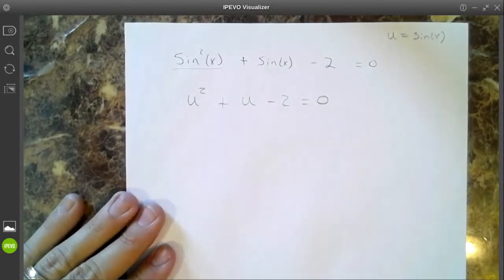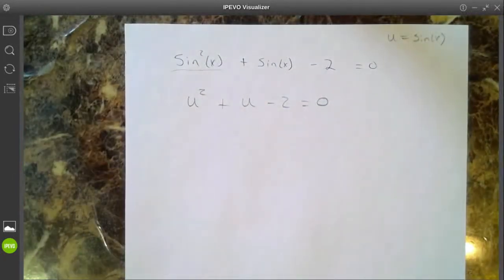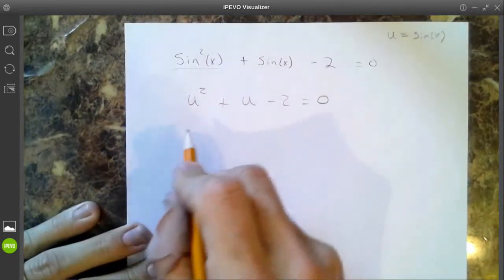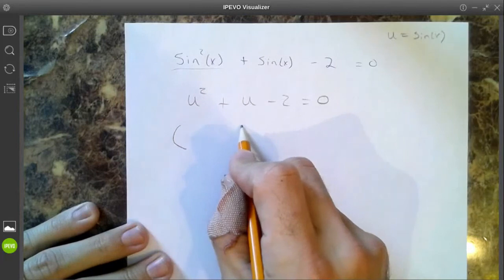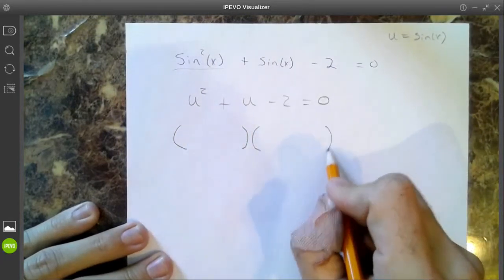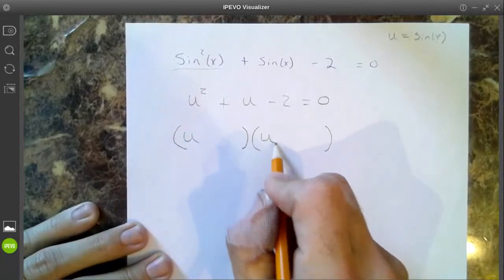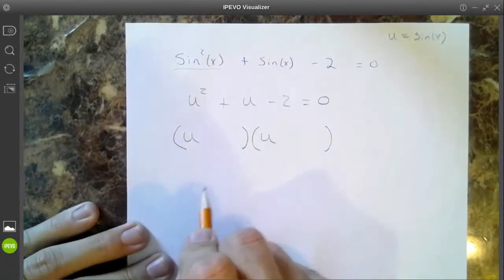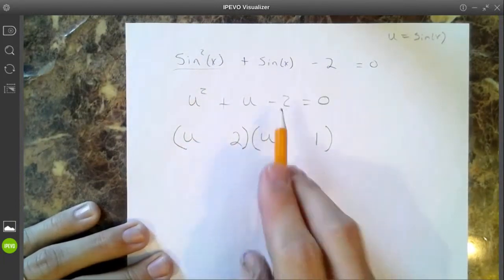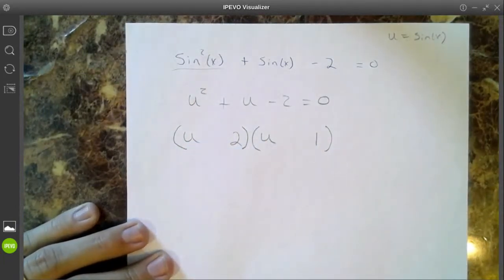So I'm going to factor this like I would a regular trinomial. So I need the factors of negative 2 that will add up to give me the positive 1 here. So it's u and u. Let's see here. I know that it's got to be a 2 and a 1. That's the only way to get 2. And I know they're different signs.